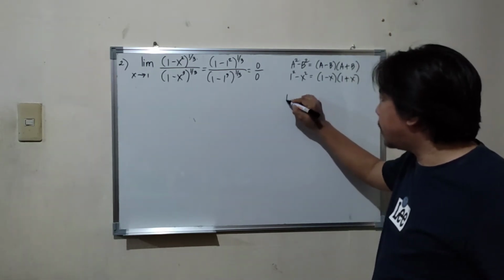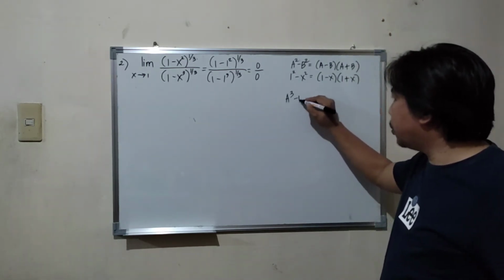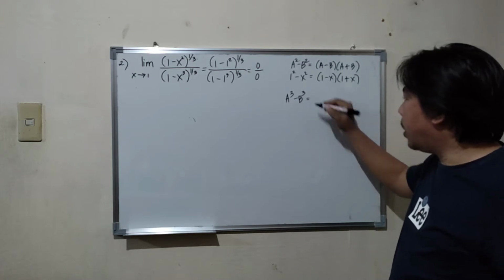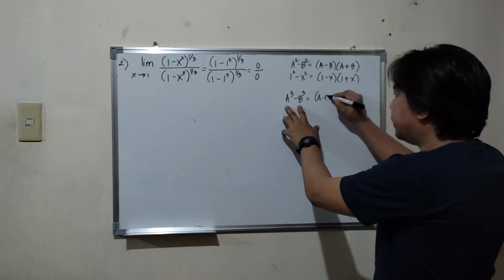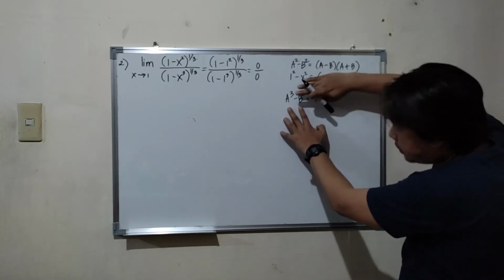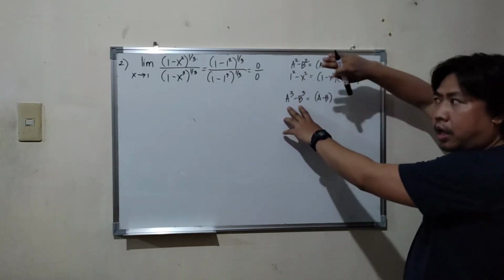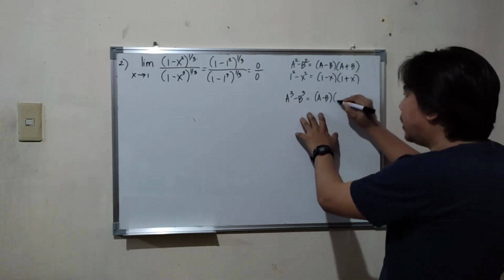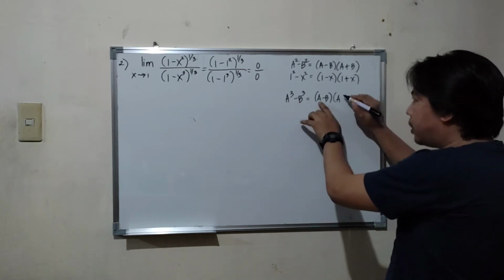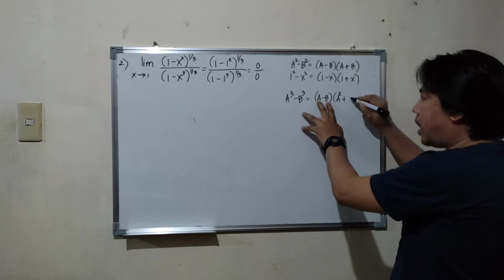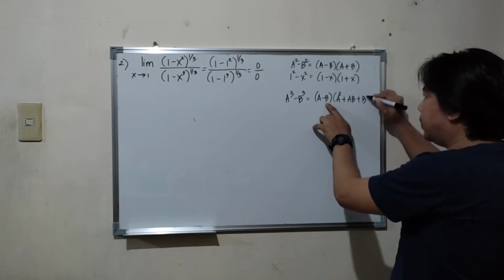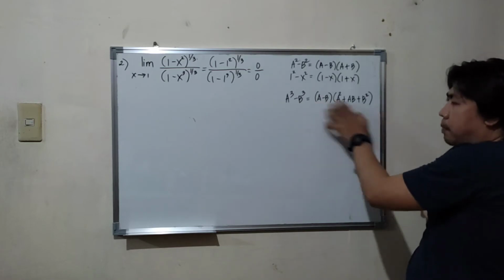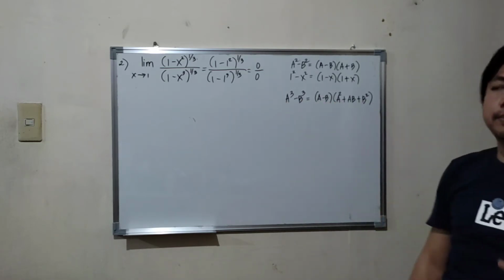And then for the denominator, we can use the difference of two cubes. The formula for the difference of two cubes is a minus b, this is the first factor, just removing the exponent 3, times the square of the first term, a squared, plus the product, which is ab, plus the square of the second term, b squared. When this is multiplied, the answer is a cubed minus b cubed.